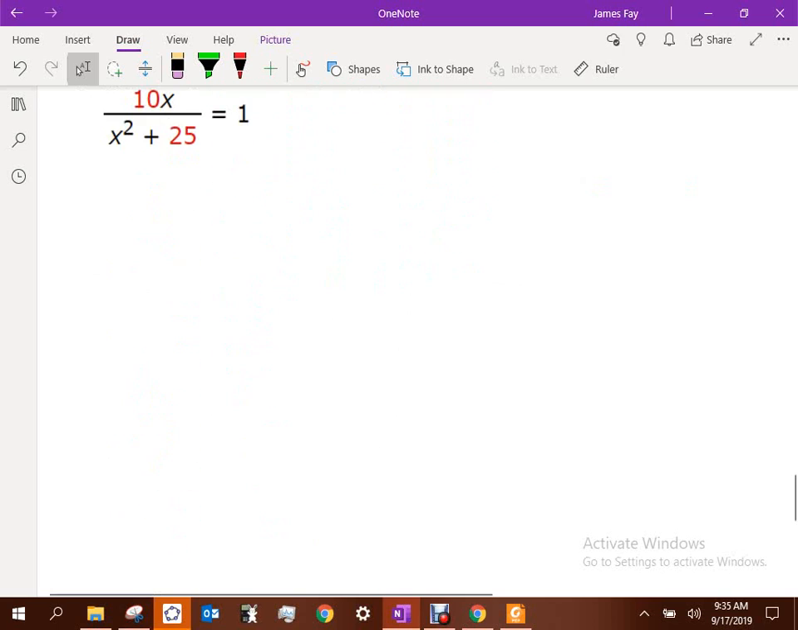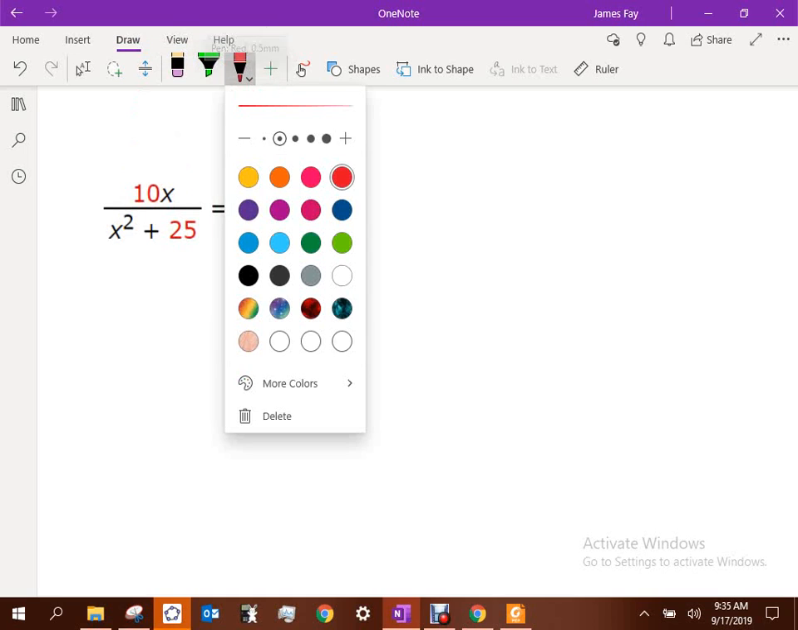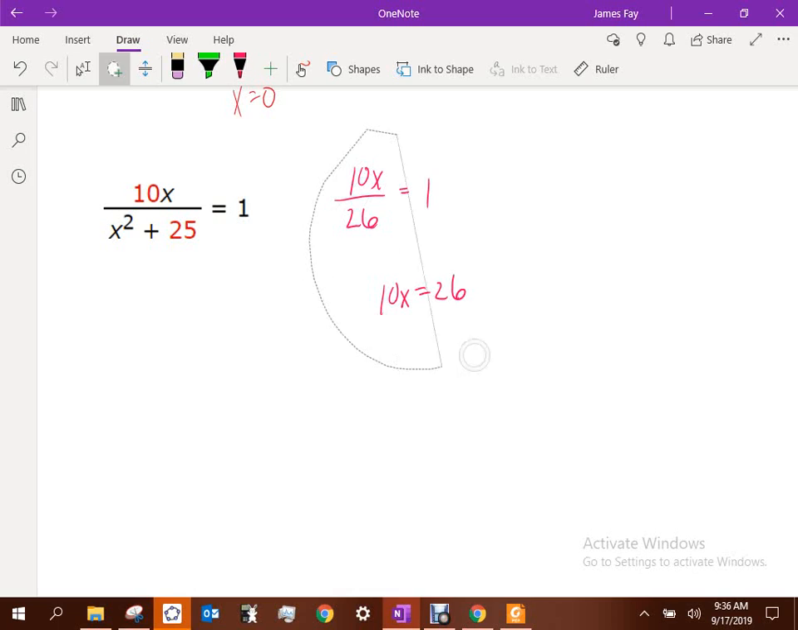Okay, so 16, we have a rational equation here. If you had, let's say, 10x over 26 is equal to 1, what would you multiply both sides by? 26, right? And you get 10x equals 26. Can I do the same logic with this?